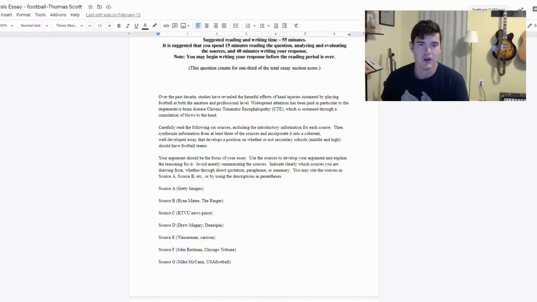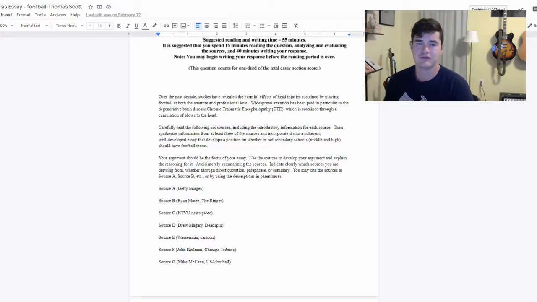Now the prompt's actual directions. Carefully read the following 6 sources, including the introductory information for each source, then synthesize information from at least 3 of the sources and incorporate it into a coherent, well-developed essay that develops a position on whether or not secondary schools, middle and high, should have football teams. So those are the directions.